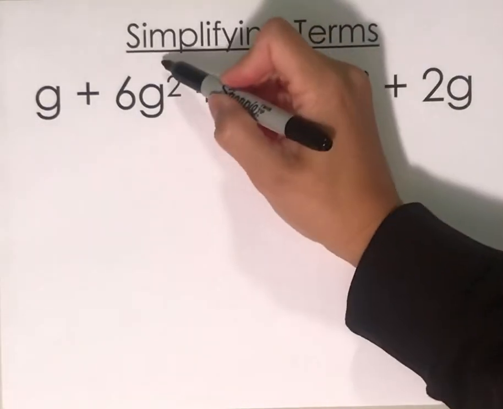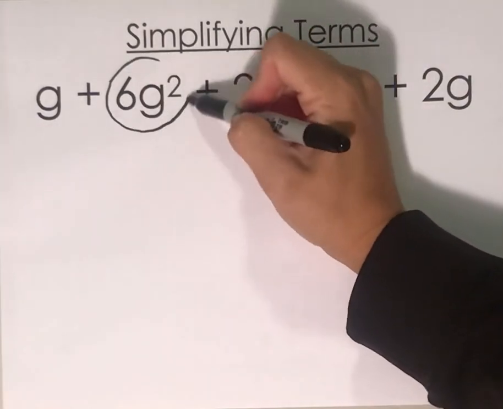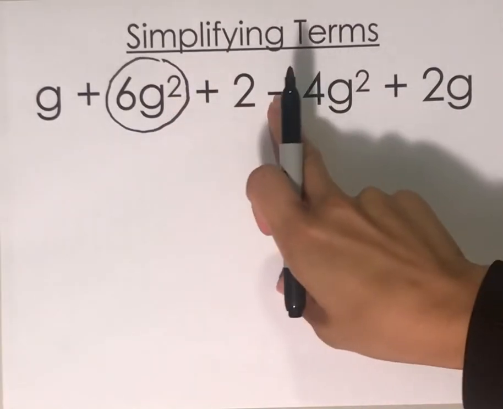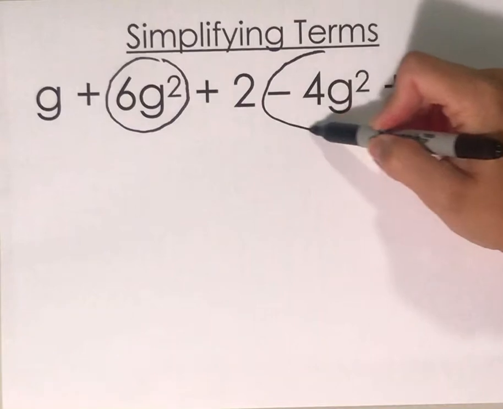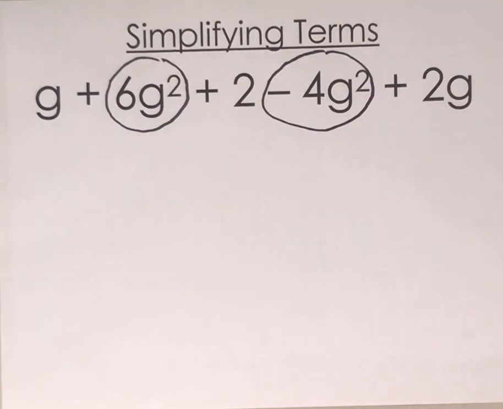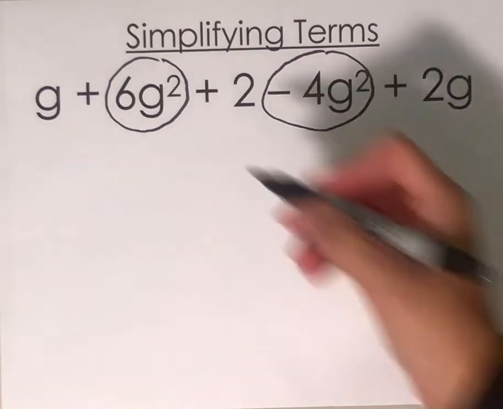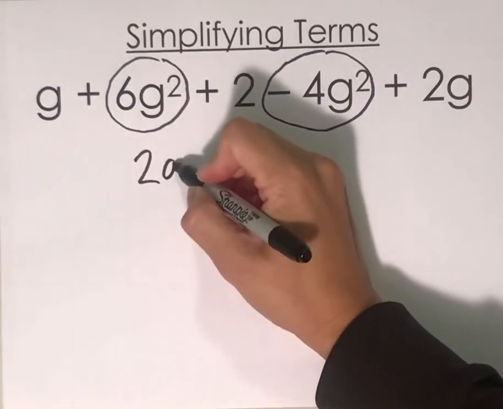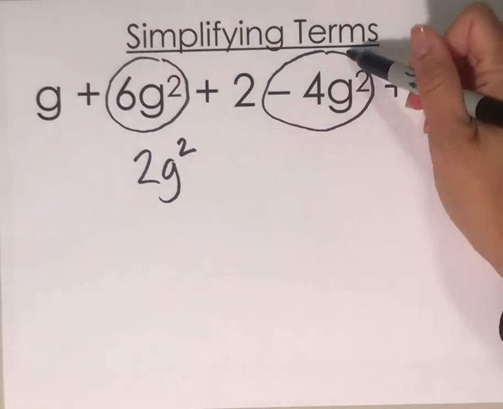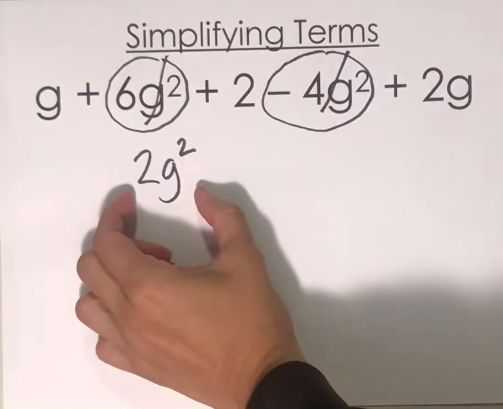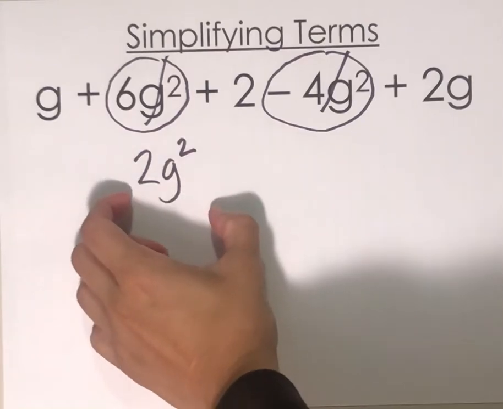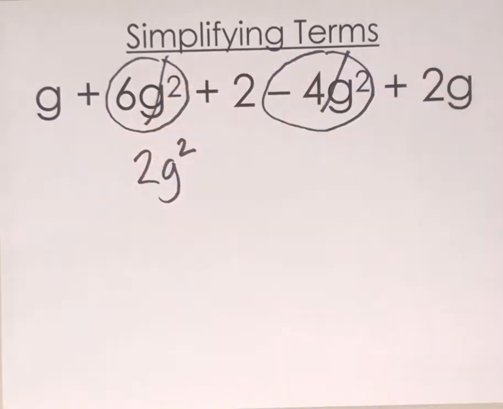So we're going to do 6g squared, and we want to carry that subtraction sign to that 4. So we're going to subtract 4g squared, and 6 minus 4 is 2. So we're going to get 2g squared. So these are now gone. So we took 2 terms and now we've combined them into 1 term, and these are like terms.